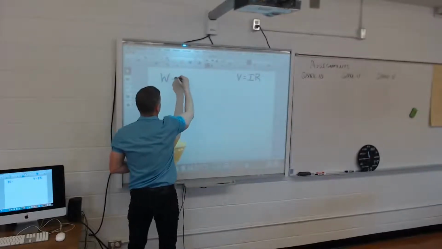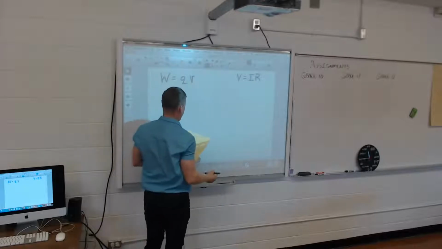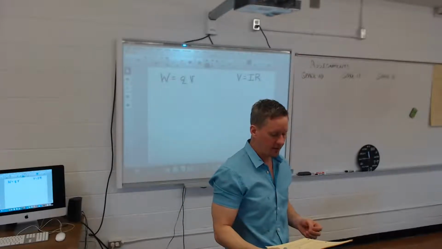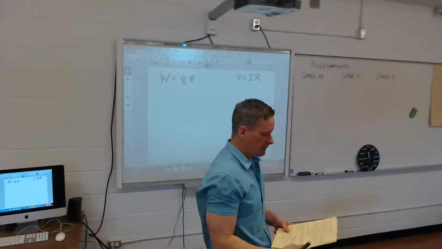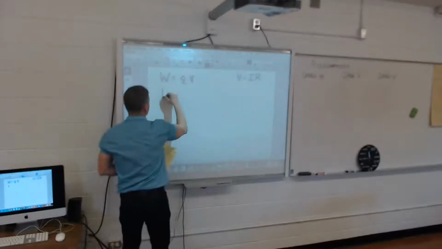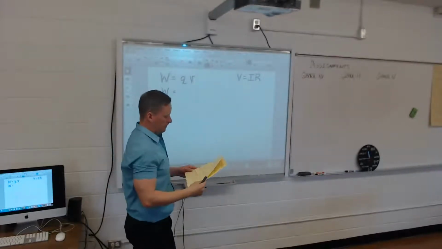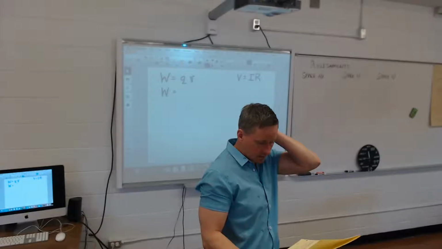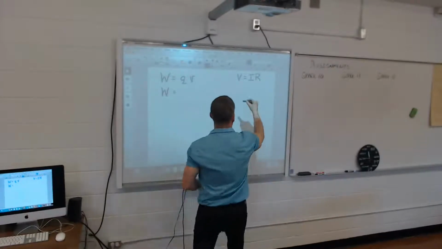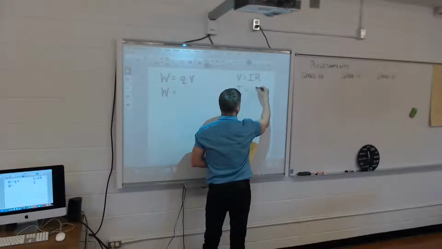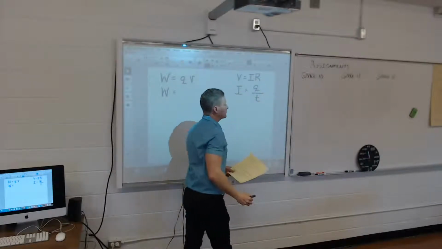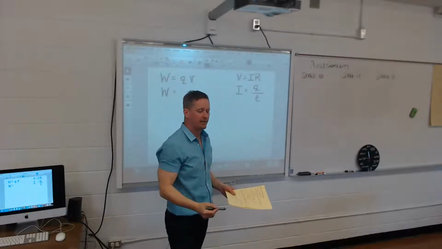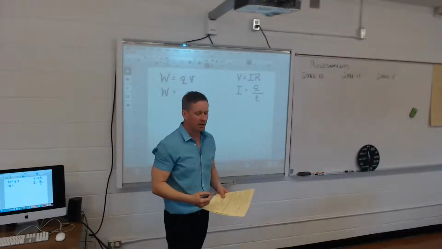So the first equation that we work with is W equals Q times V. Q is your charge, V is your potential difference in volts. So work is equal to Q times V. Now using the substitution method, I also know that my I was equal to Q over T. I, in amperes, is the amount of coulombs that pass a given point in a given amount of time. So that's what current is.